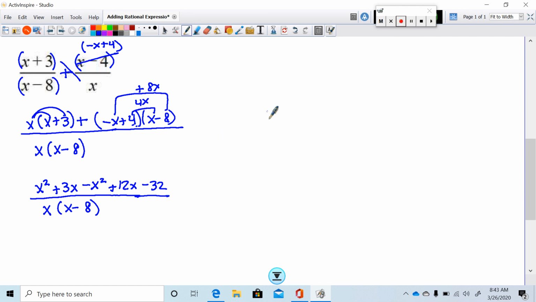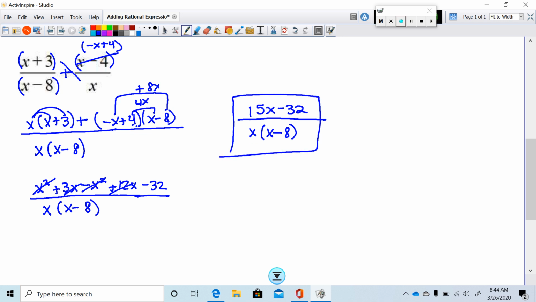So I'm going to come over here. My denominator is going to stay like it is. The numerator, x squared, take away x squared, they cancel out. 3x plus 12x is 15x. And then I've got a negative 32. There's nothing I can factor out of the top, the numerator. So since you can't factor, that's your answer.